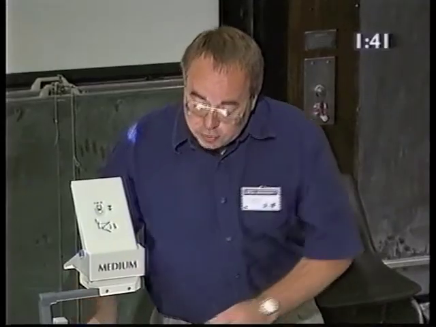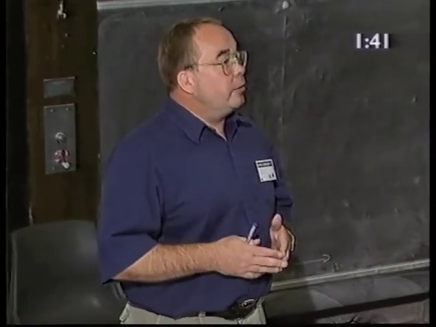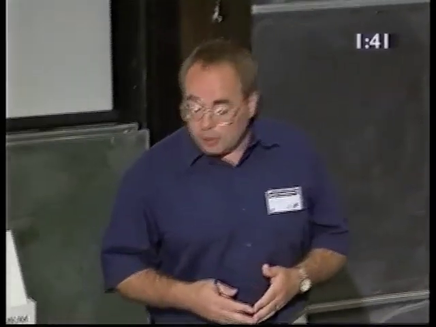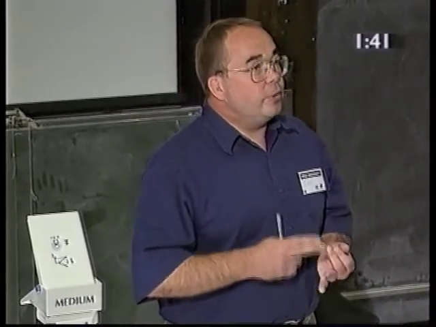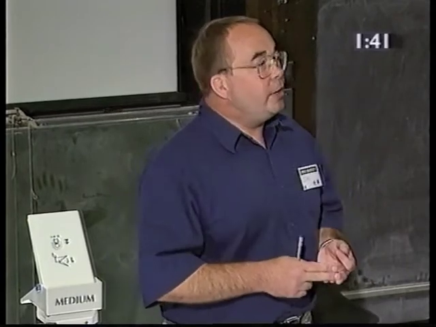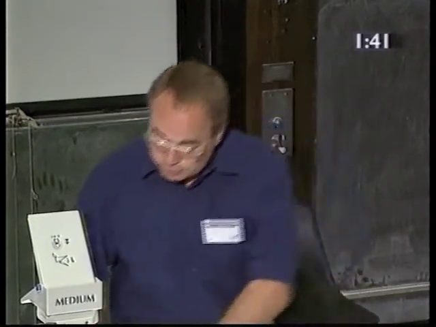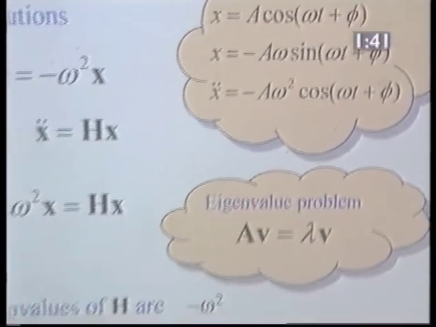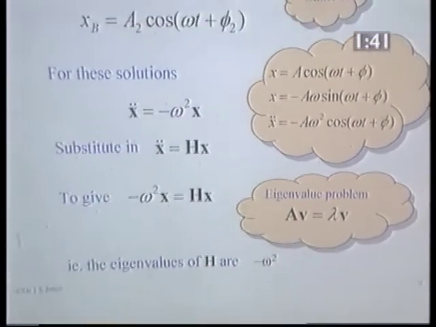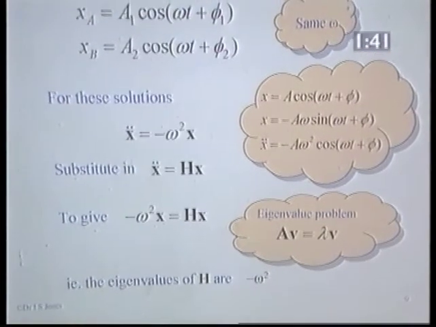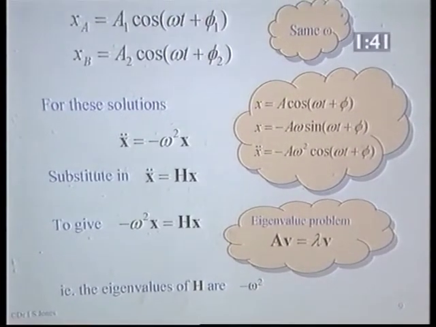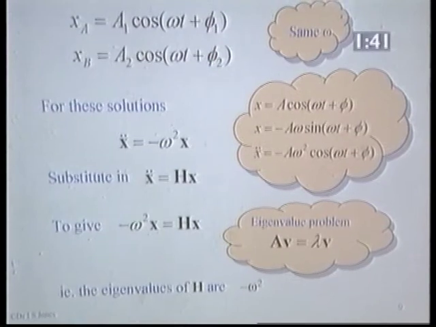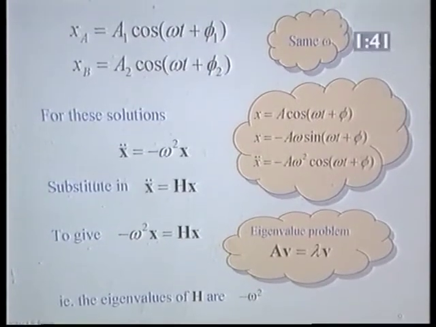So we've suggested some trial solutions. What we'll do now is throw these into the equations and let the maths decide whether it accepts those solutions, whether it doesn't, or whether it says, well, maybe, under certain conditions. So if I put those into the equations here, we get minus omega squared x equals Hx. And what sort of problem does that remind you of?